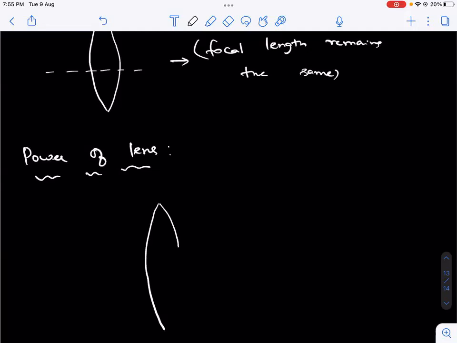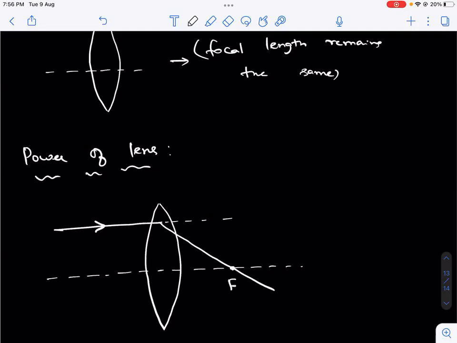When you take a convex lens in this format, if you take a ray parallel to the principal axis, what will happen to it? It starts bending and the final image is formed at the focus.